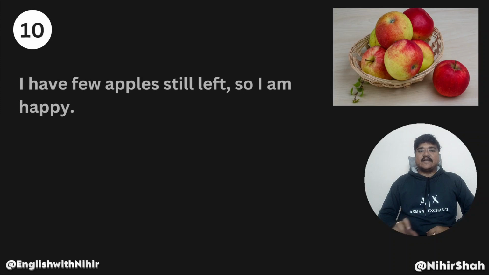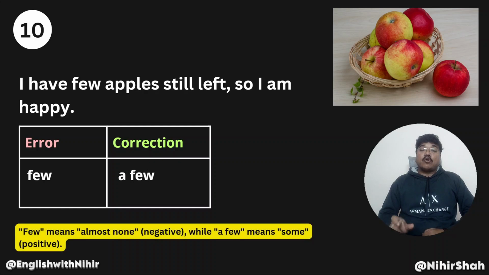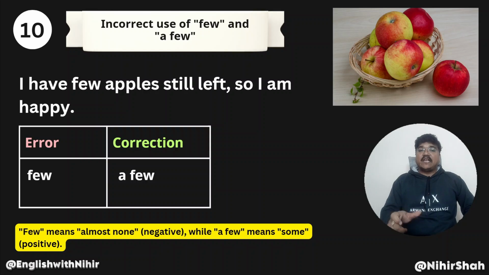Okay. Mistake number 10. This is the sentence. I have few apples still left, so I am happy. Think about it. Few will not come here, a few will come. Why? Because few means almost none. It's used in a negative sense, while a few means some. It's used in a positive case. If you see, I am happy, so it's a positive scenario. In that case, you have to use a few instead of few. So this is mistake number 10.